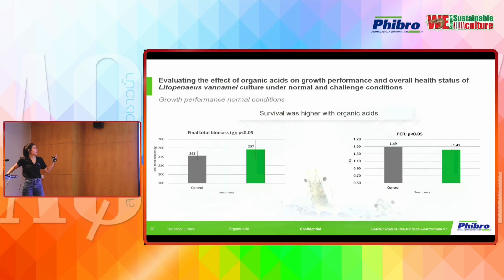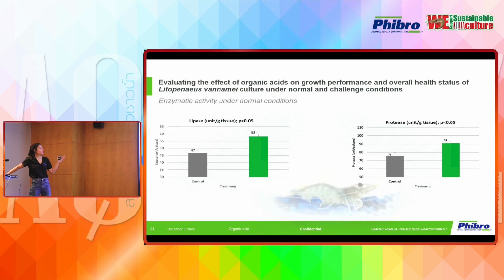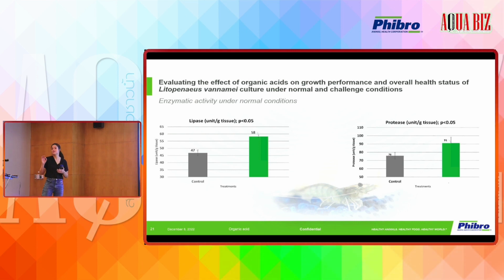So here, I just want to show you the final total biomass. We saw an enhanced total biomass for the treatment where the organic acids were added, and a reduced FCR. So this is in terms of the growth performance. When we look at the lipase and protease activity, once again, we saw elevated results of those 2 very essential enzymes.